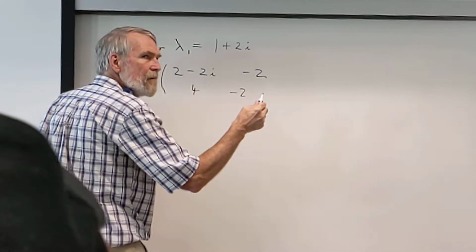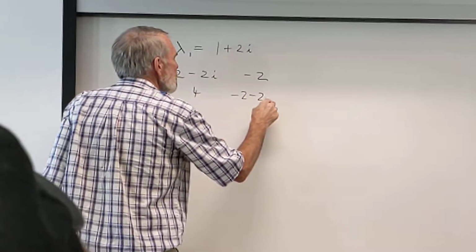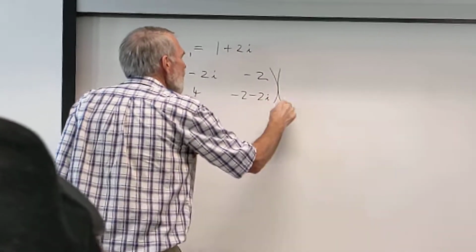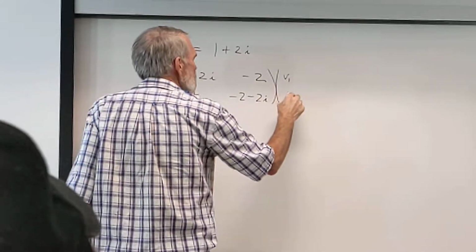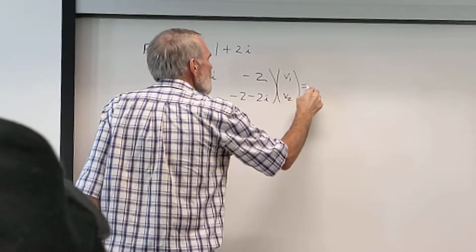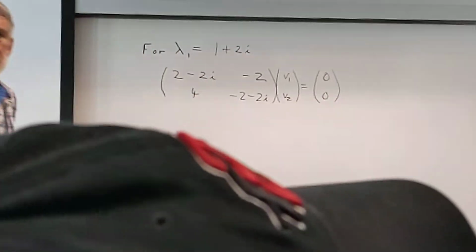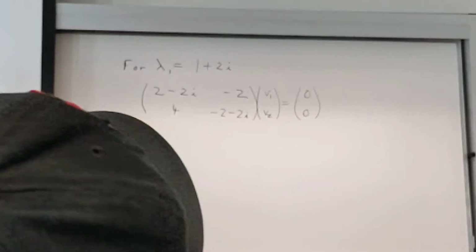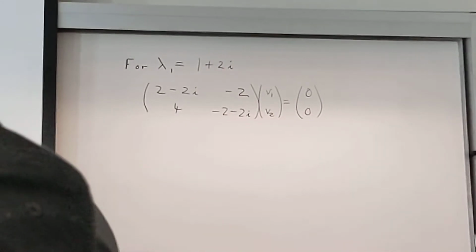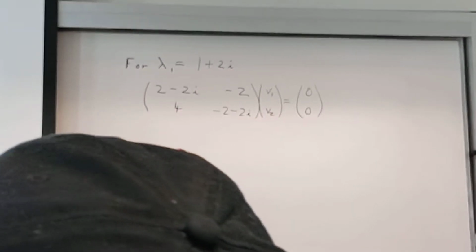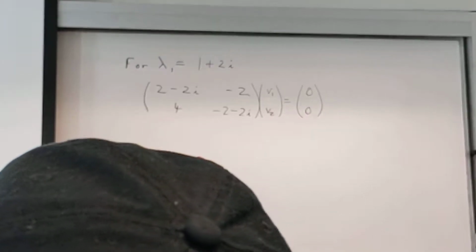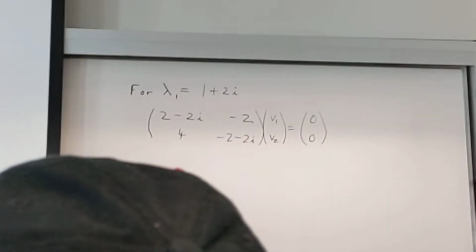5 plus 2i. How about minus 2i? All right? And we're trying to solve, let's just go ahead and put a v1, v2 here, equaling 0. Why did you choose for lambda 1 to do the plus and not the minus? Does it matter? It doesn't matter. The tradition is to take the plus.